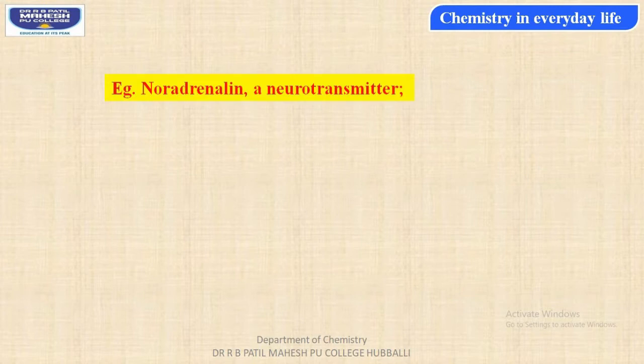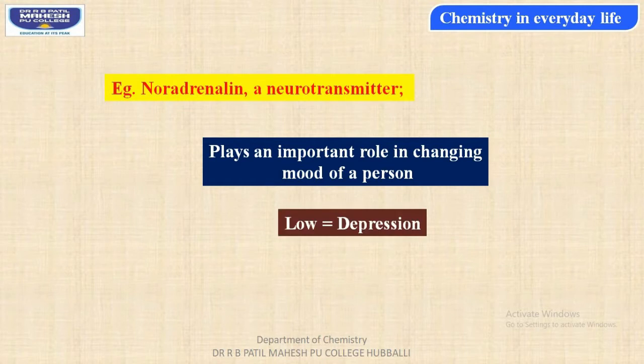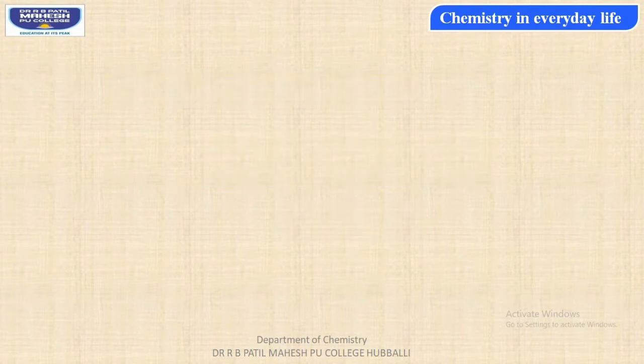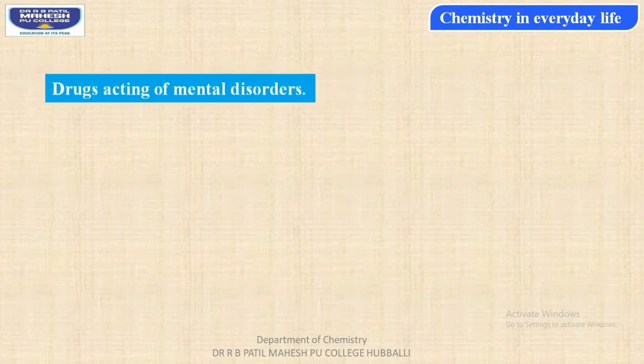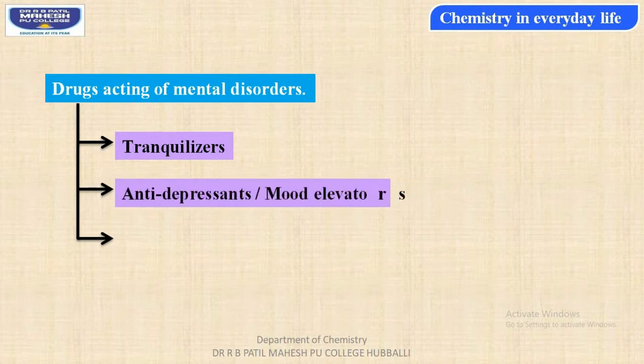Let us study examples. Noradrenaline, a neurotransmitter which plays an important role in changing the mood of a person. If noradrenaline concentration is low, then the person would be under depression. Then students, the drugs which act on mental disorders are the first tranquilizers, second antidepressants, which can also be called as mood elevators, and the third is the sedative.